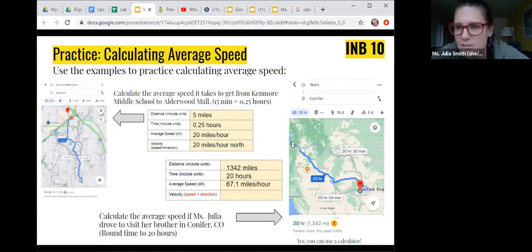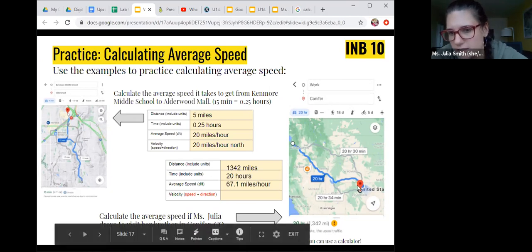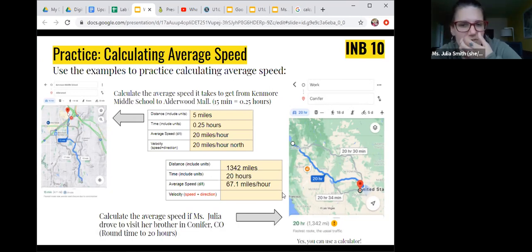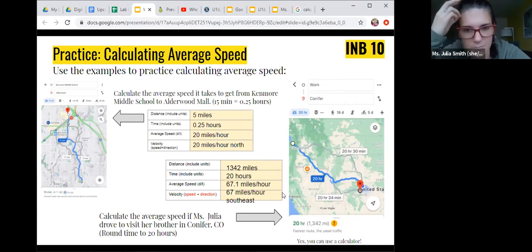Washington's in the northwest corner, and you can see that to get to Colorado, I need to go southeast. So my velocity is 67 miles per hour, my speed, plus the direction, southeast. 67 miles per hour, southeast.